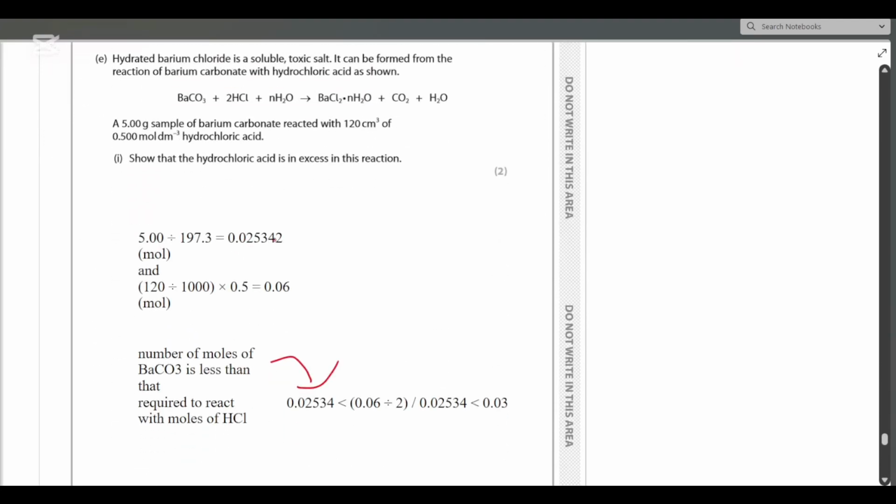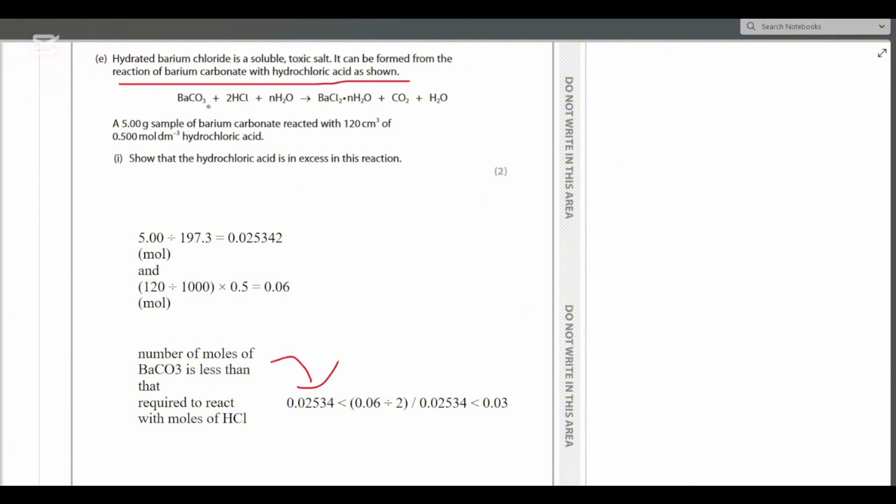Okay, so the next one, if we move on: hydrated barium chloride is a soluble toxic salt. It can be formed from the reaction of barium carbonate with hydrochloric acid as shown. Now, this is the reaction provided. A 5-gram sample of barium carbonate reacted with 120 cm cubed of hydrochloric acid of this concentration. They told you to show the hydrochloric acid is in excess in this reaction. It's pretty simple. You just need to show it, right?